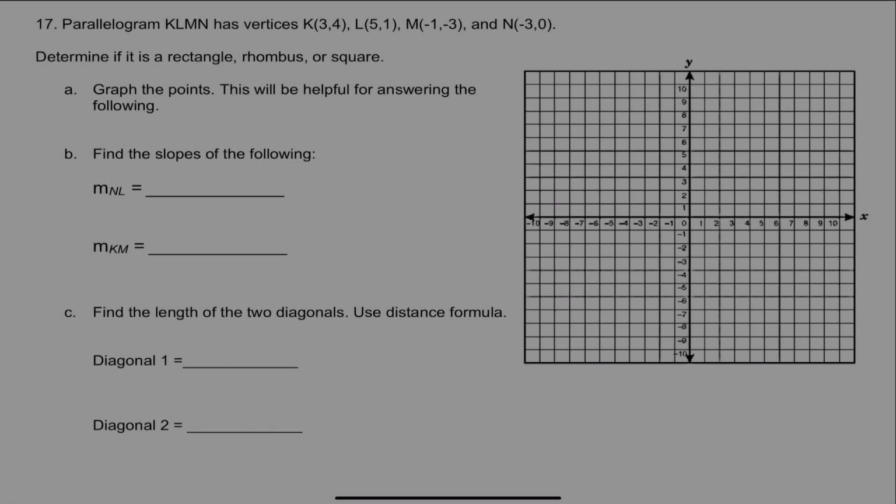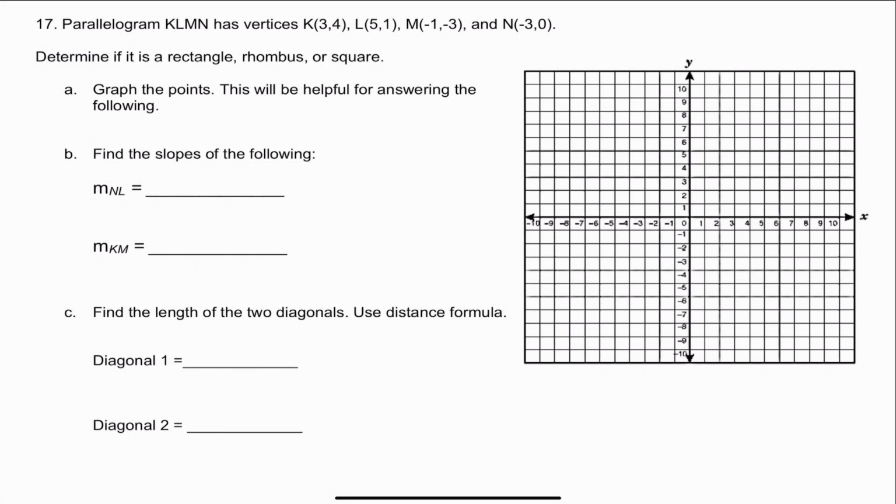So what we got here is another graphing type of situation. It states that parallelogram KLMN has these vertices here. Determine if it's a rectangle, rhombus, or a square. One thing that's great about this problem is that unlike the previous problem, I don't necessarily have to prove whether or not this is a parallelogram, because that is something that we can assume.